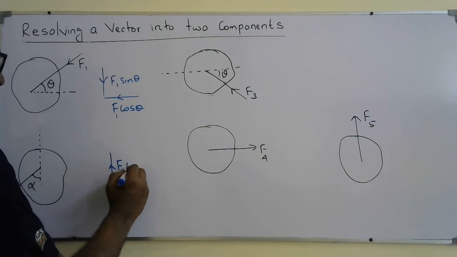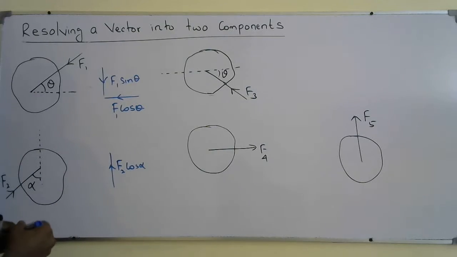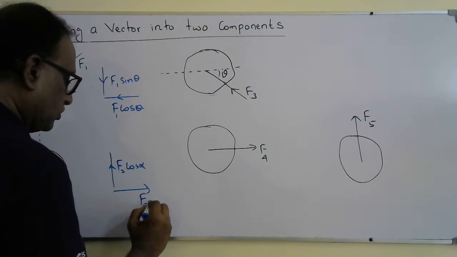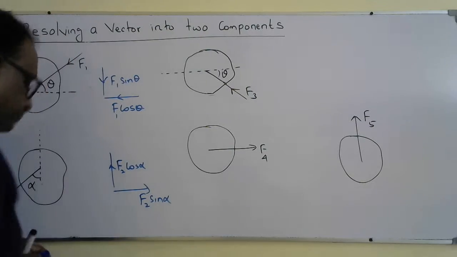F2 cos alpha. In the same way, to get the horizontal component, keep the pen along the arrow and open it away from the angle. It points to the right. Away means sine. So the horizontal component is F2 sine alpha.